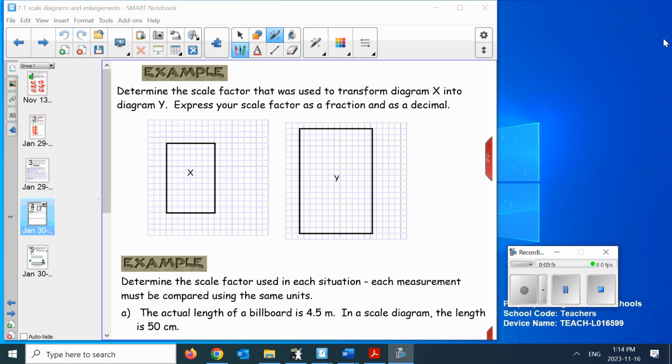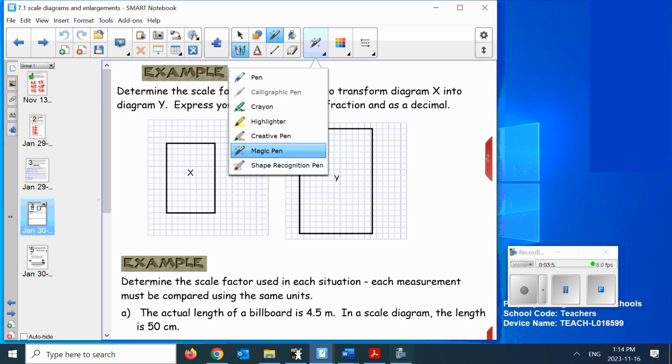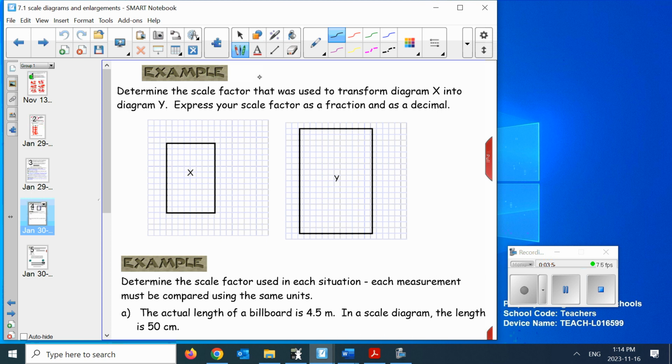So, we're going to call it the letter K. We're going to say K is equal to, I use a handwritten one. Anyways, determine the scale factor from X, that's the original, so that's the bottom, into the diagram Y.